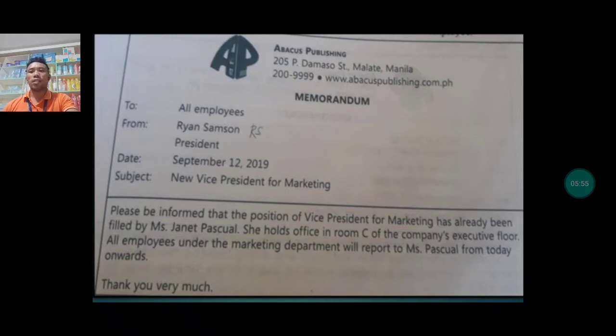Then the subject is new Vice President for Marketing. Please be informed that the position of Vice President for Marketing has already been filled by Miss Janet Pascual. She holds office in Room C of the company's executive floor. All employees under the marketing department will report to Miss Pascual from today onwards.